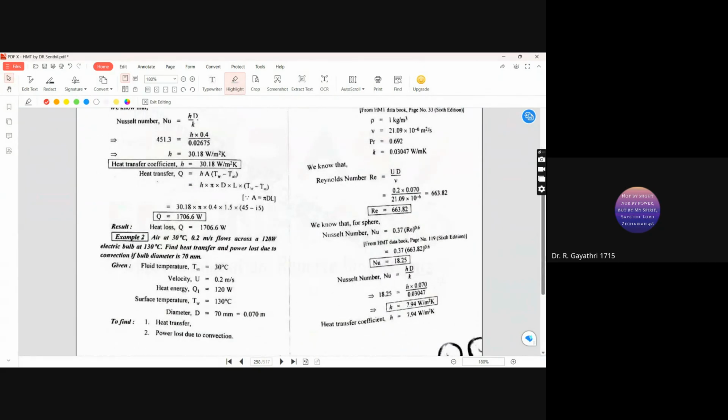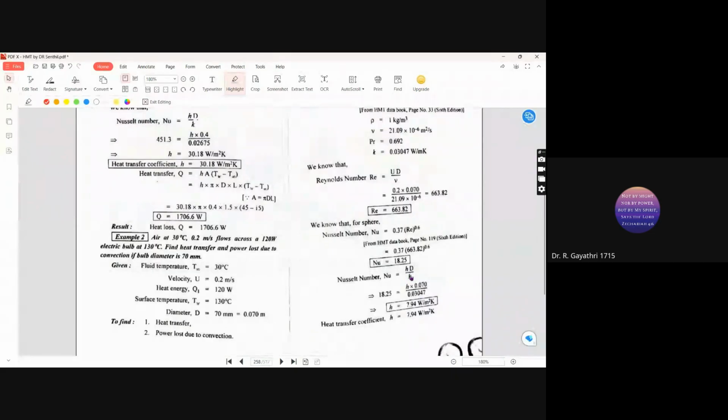This problem is flow over a sphere, or flow over an electric bulb. In the Reynolds number formula, we can change L to the diameter. In the data book, we can use the local Nusselt number formula for a sphere. The general formula of Nusselt number for cylinder and sphere includes hd by k. Next, we can equate the Nusselt number value and the hd by k formula.